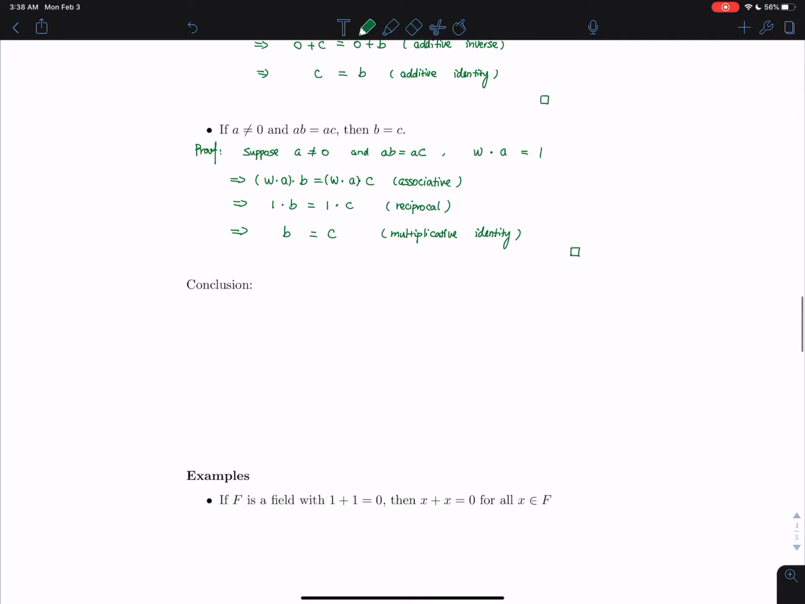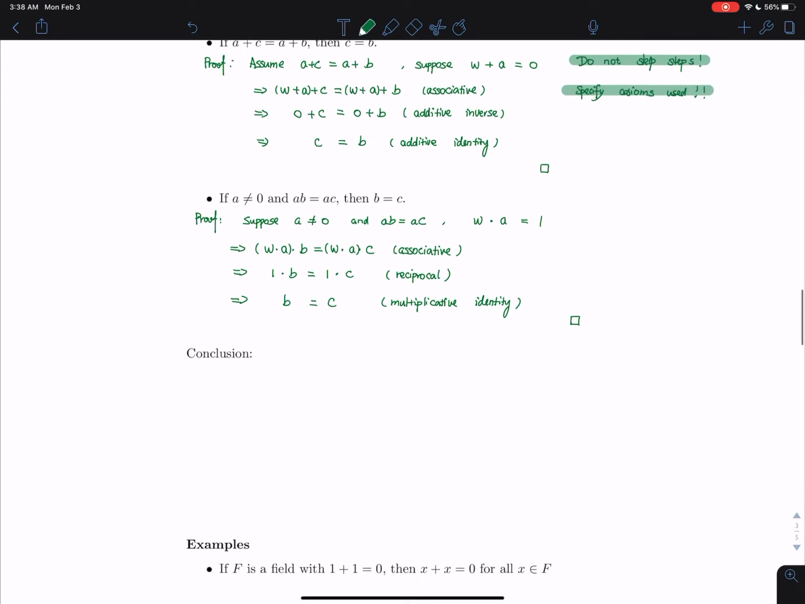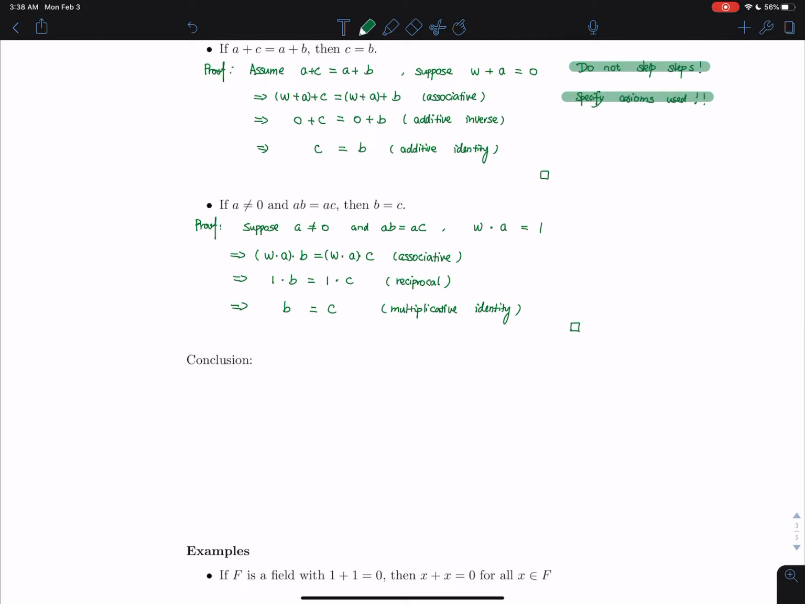So this is my proof. Can you see if there's anything that's missing? This question is a bit different than the last question. Something is missing in my proof and I want to add to it. Because we know A is not 0, that is why W exists. So we need to specify that.